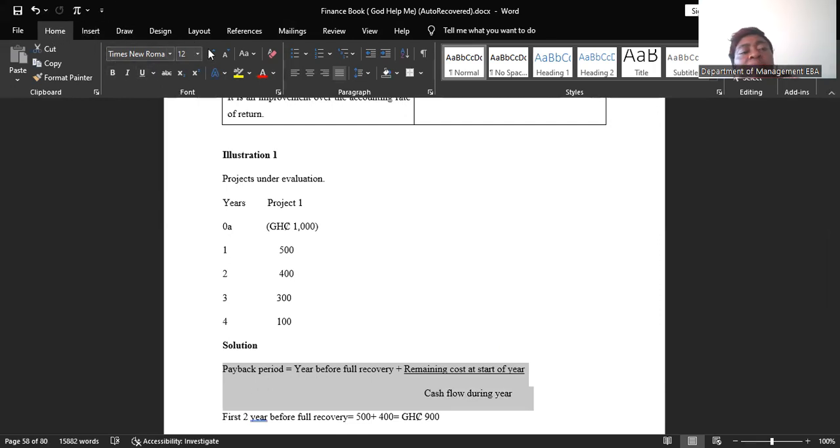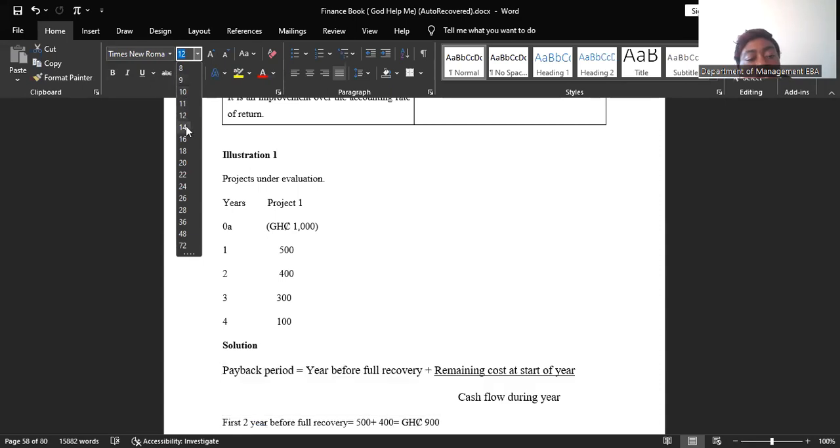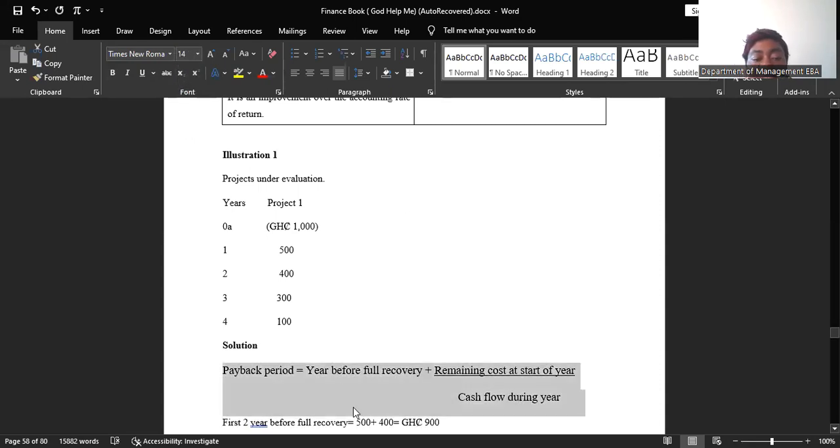Okay, bolding. No, let me increase it to 14. So it's year of full recovery plus the remaining cost at the start of the year, divided by the cash flow during the year of full recovery, the last amount to recover.